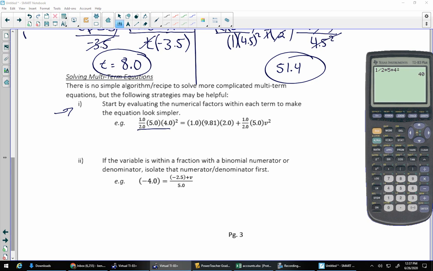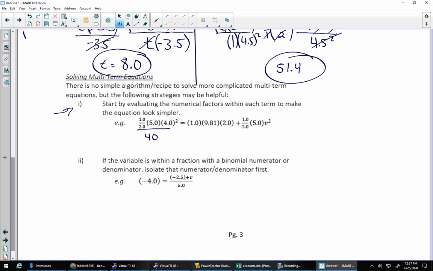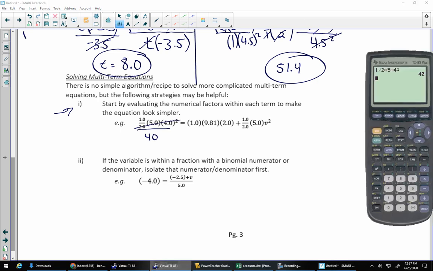So this is going to simplify to be 40. Isn't that much easier to deal with? Just so much easier to deal with. Okay, and then let's see. The next term that I see up there, I've got 1 times 9.81. I guess I didn't really need to multiply by 1, but whatever. Times 2. This is going to simplify to be 19.62.